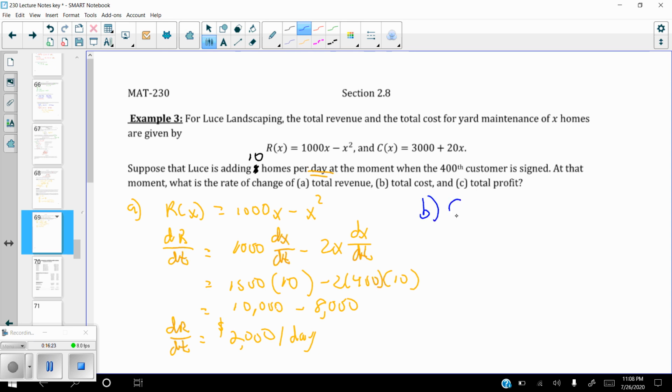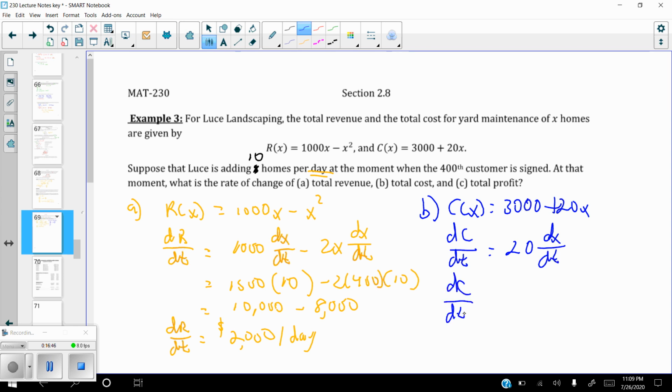All right, so let's go ahead and do the total cost. So the cost function is 3,000 plus 20x. So dC/dt is going to be the derivative of 3,000, which is 0. Derivative of 20x is 20, times dx/dt. So my cost is changing over time at a rate of 20 times, and again, the change of x was 10 homes per day. So that's going to be $200 per day.